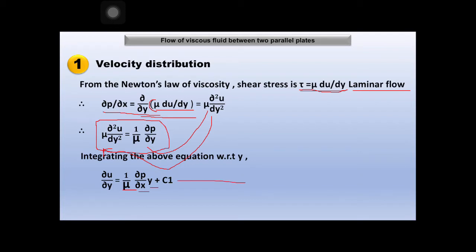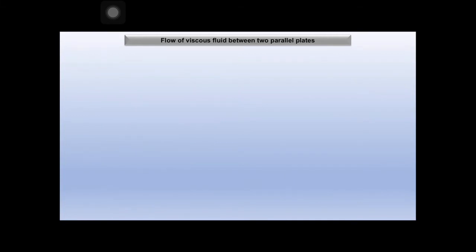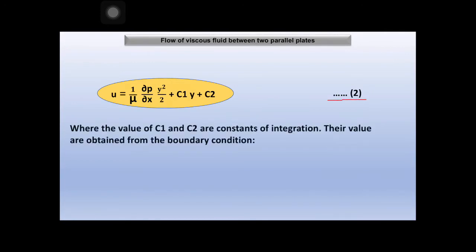This equation we again integrate with respect to y only. After integrating again, we get the final equation: u is equal to 1 by mu into delta p by delta x into y square by 2, plus c1 into y plus c2. This is the equation we get after integrating the first integrated equation. Let us assume that this is equation number 2. In this equation, c1 and c2 are the constants of integration, and their values we will obtain from the boundary conditions.